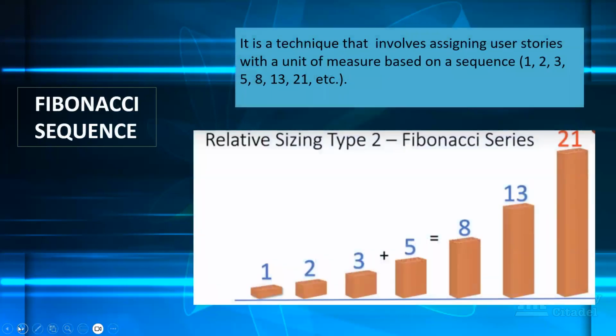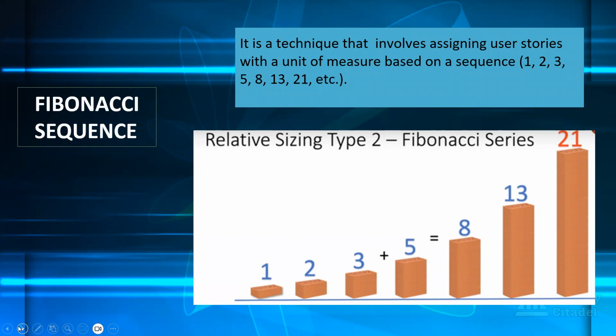Okay, so now we want to go into the Fibonacci sequence. It's a technique, like I said, that involves assigning a user story a unit of measure based on a sequence. So these numbers are just units. They represent units of measure. Okay, and then what you're looking at, the smallest unit there is one, and then the next one is two. Who can tell me why you have a two after a one? How did they get that two? It's one plus one.